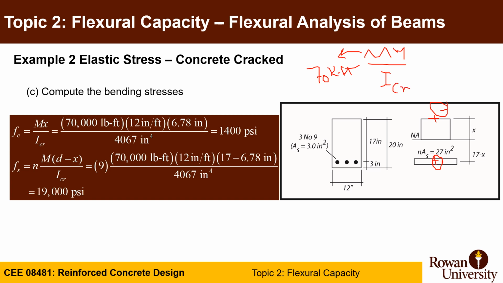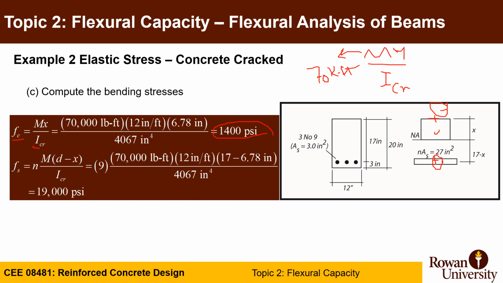So let's calculate first the compression stresses. Compression stresses will be equal to Mx divided by I crack. M is 70,000 pound-foot times 12 to convert it to inches, times x, which is given as 6.78 inches, divided by I crack, which is 4,167 inch to the power 4. It gives you 1,400 psi of stress.